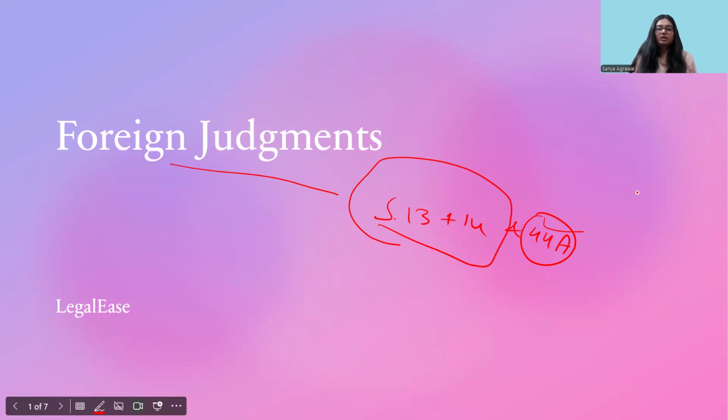This will come later because it basically gives us the process of how a foreign judgment can be executed in India. But first, as per section 13 and 14, we have to identify whether a foreign judgment can be considered valid and conclusive in India, or whether you can file the same suit again in India once it is decided in a foreign court.